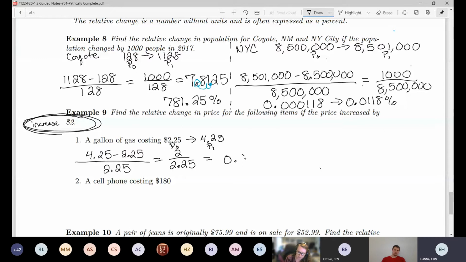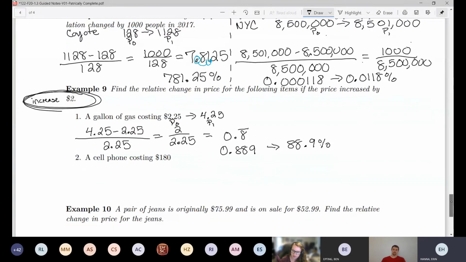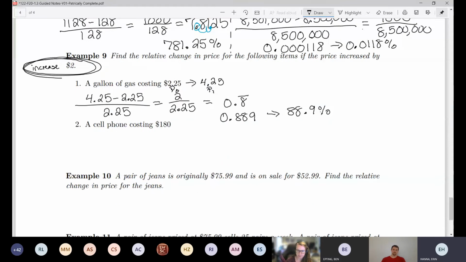This is 0.8 repeating. So for the sake of turning it into a percent, I will say 0.889. For these, unless Wiley specifies otherwise, I would say take 3 decimal places to convert over to the percent, because then you have 1 decimal place on the percent. So this would become 88.9%. So that means that the price of gas increased by 88.9%.